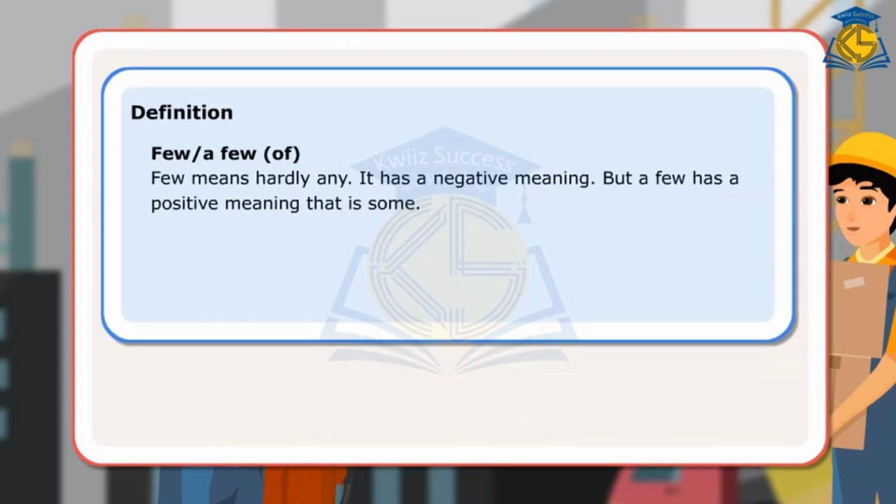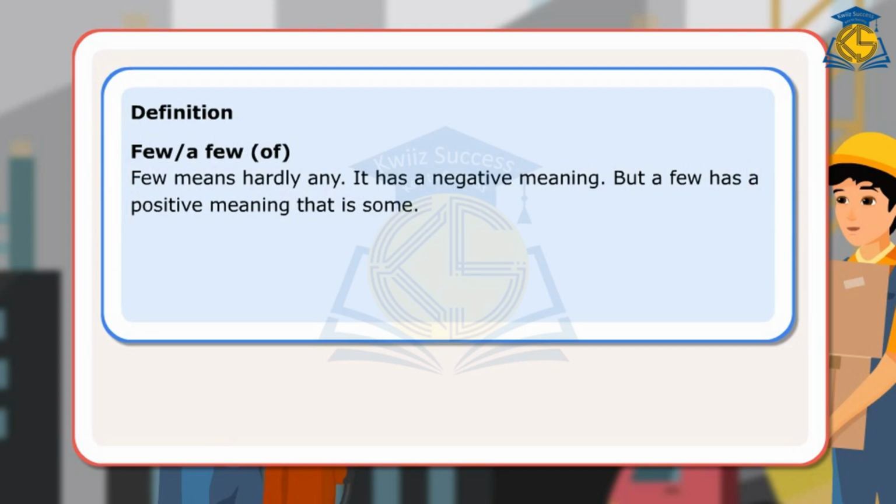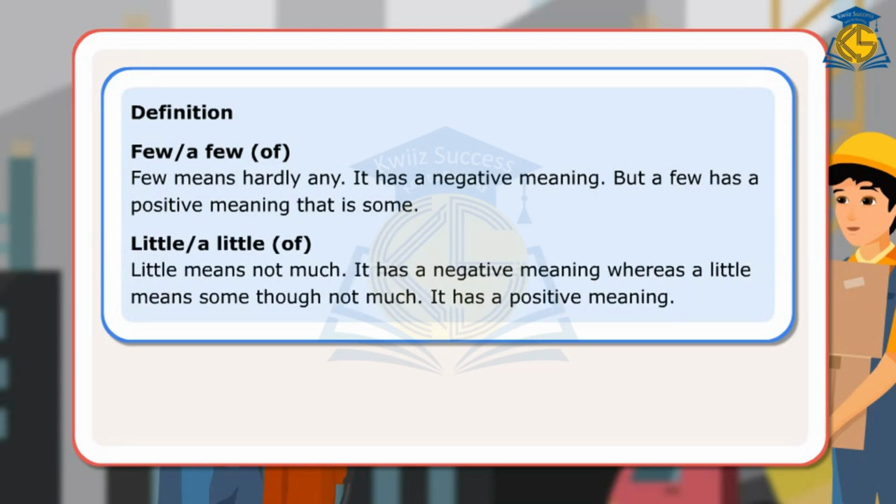Definition: few or a few of. Few means hardly any. It has a negative meaning. But a few has a positive meaning, that is, some. Little or a little of. Little means not much. It has a negative meaning, whereas a little means some, though not much. It has a positive meaning.